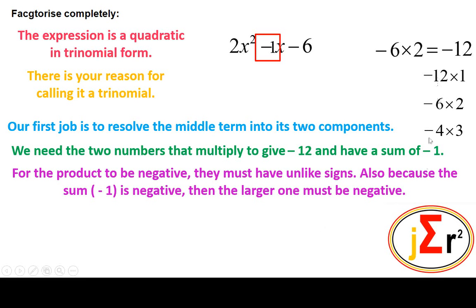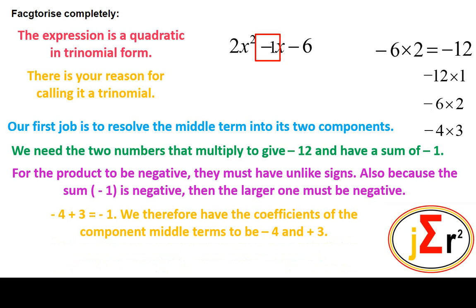In each case, we assign a negative sign to the larger one. We are on our way. Which combination will give a -1? Because all of these have a product of -12. Which combination will give a sum of -1? -4 plus 3 is equal to -1. We therefore have the coefficients of the component middle terms to be -4 and +3.